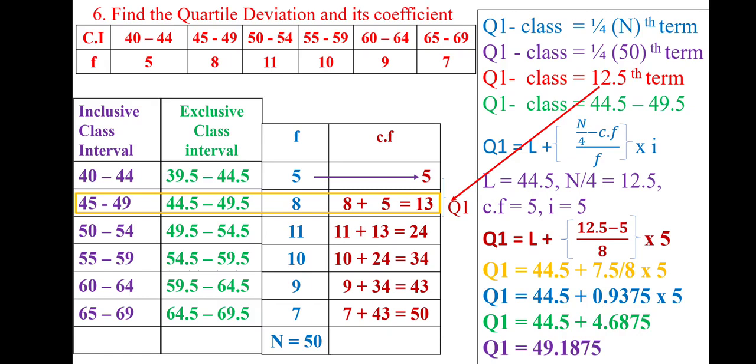Now we can find the Q3 class in the same way. Here the space is not sufficient, so in the next slide I have shown that the Q3 class is 3/4 of the nth term. 3 by 4 of 50 gives 37.5. So it lies between 34 and 43. In that, the maximum is 43, so that row will be selected for the Q3 class. Here the Q3 class is 59.5 to 64.5. Here I have shown the calculation.